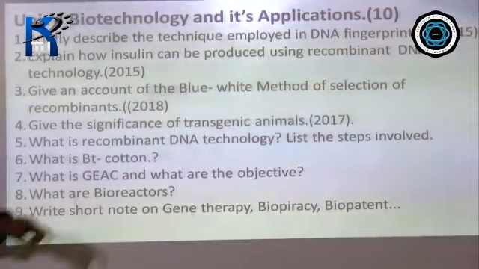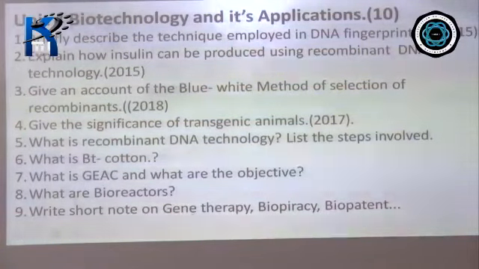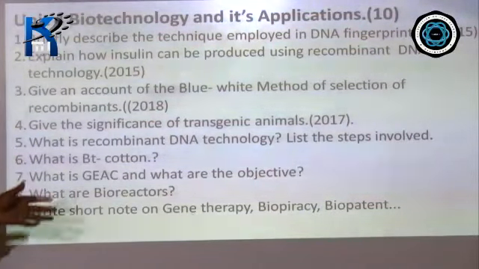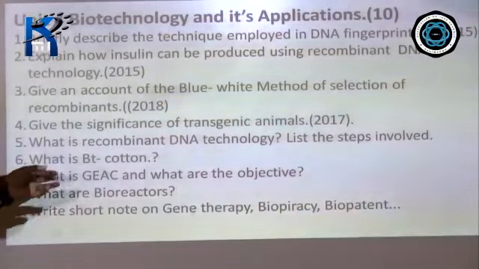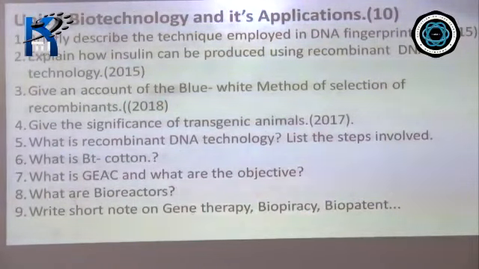What is Bt cotton? Bacillus thuringiensis produces a cry protein, and it acts as a type of biopesticide. That means this Bt cotton is resistant towards a type of pest. It produces a cry protein.